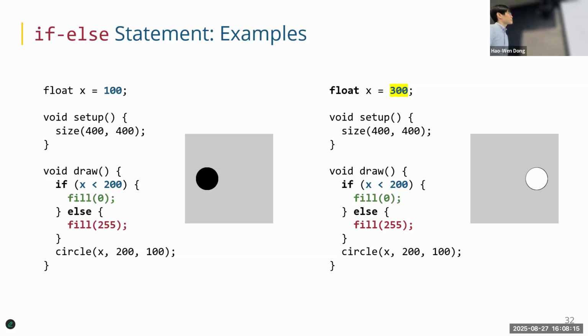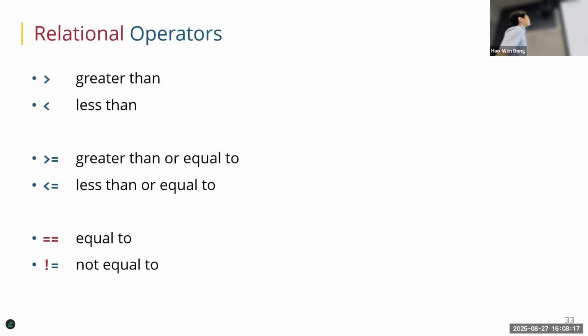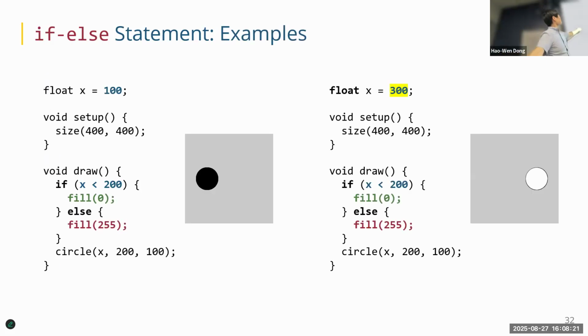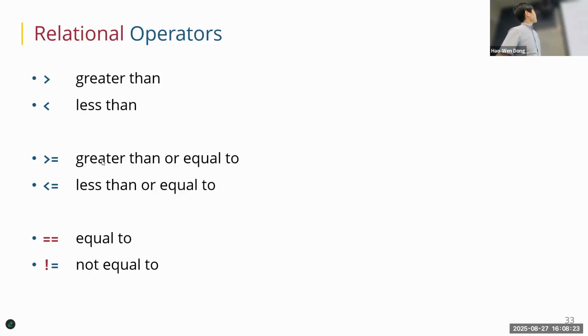You should get a sense of what is going on. But for relational operators, we talk about smaller than. Of course we have greater than. We have greater than or equal to, less than or equal to. But more confusing is the equal to and not equal to. So for equal to, you have to use double equal sign.